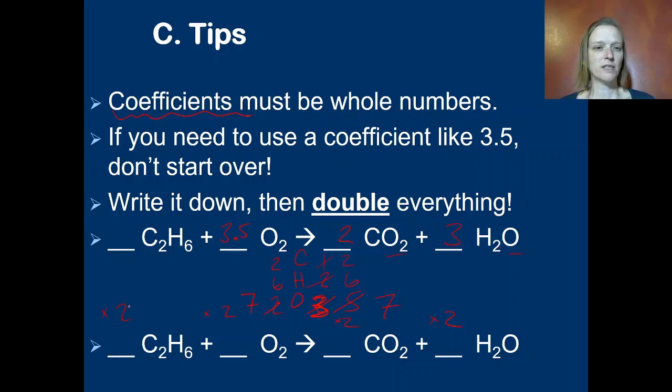1 times 2 is 2. 3.5 times 2 is 7. 2 times 2 is 4. 3 times 2 is 6. So now this is my correctly balanced equation.